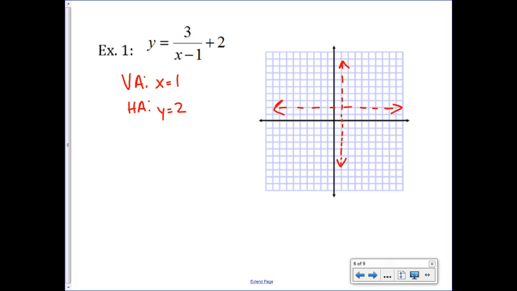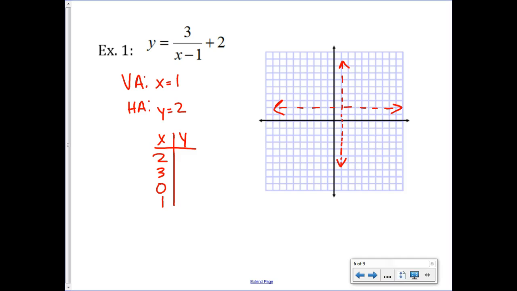So then if we pick 2 points, I just make a table. I need to pick 2 points to the left of x equals 1 and 2 points to the right of x equals 1. So two numbers bigger than x equals 1 would be 2 and 3. Two numbers smaller than x equals 1 would be 0 and 1.